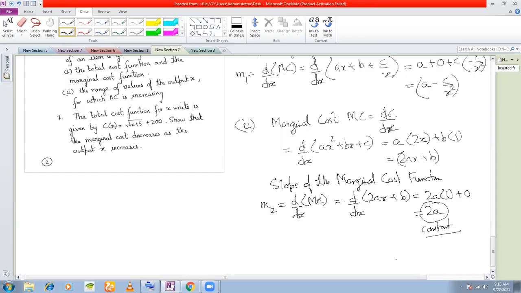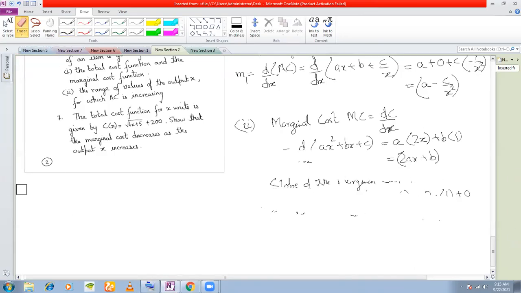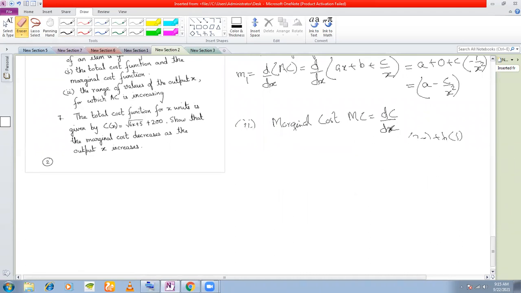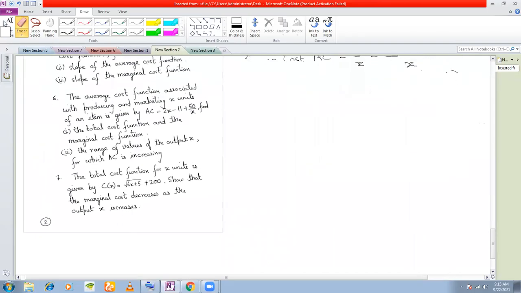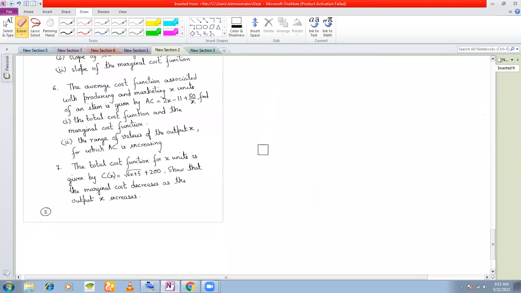Okay, we move on to the next problem then, which is number 6. Look at number 6 here. The average cost function associated with producing and marketing x units of an item is given by, so the average cost function is given to you. Given average cost function is equal to 2x minus 11 plus 50 by x. The question here is, find the total cost function and the marginal cost function.